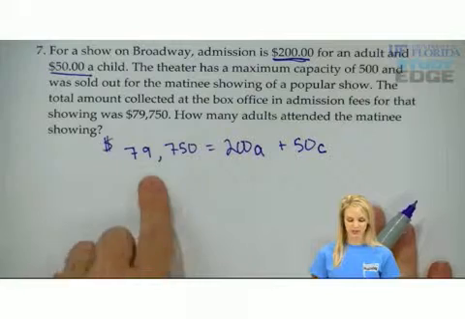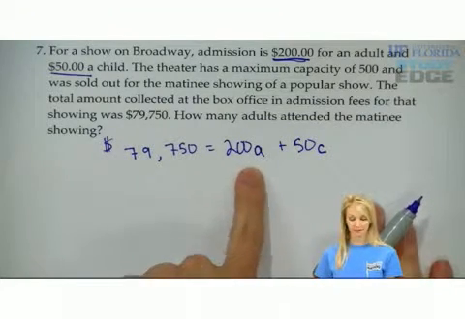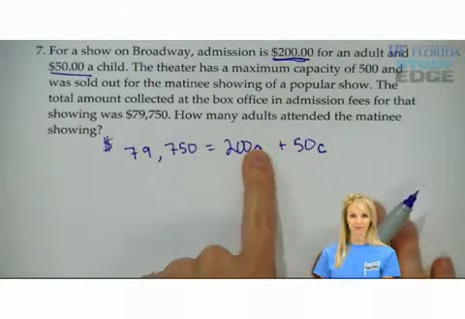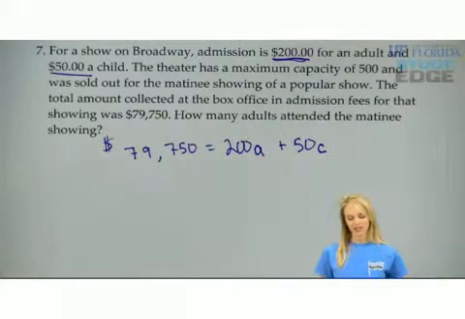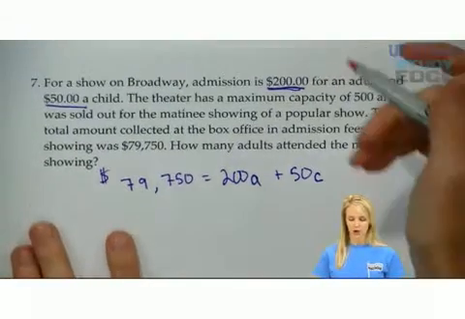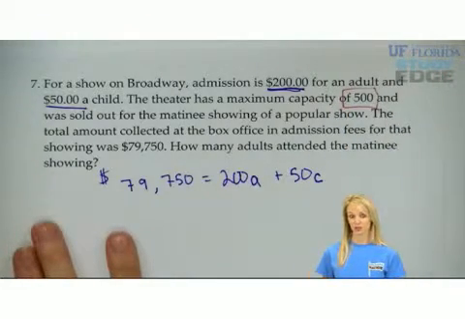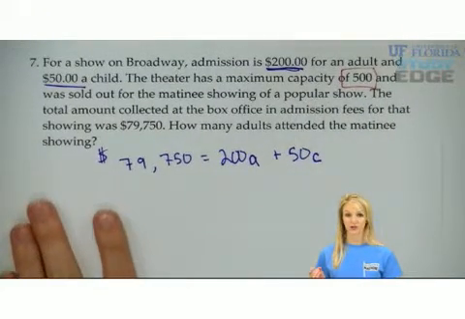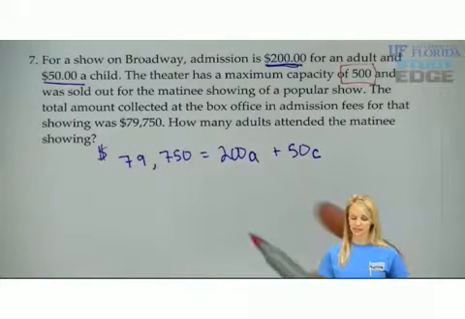So we've got an equation set up: 79,750 is equal to 200 times A plus 50 times C. Well, we have two variables, right? So if we want to solve for these variables, we need another equation that has each of them. Let's see what else we're told in this question. We know that the capacity is 500. So the total number of tickets sold was 500 because the show sold out. So if we sold 500 tickets, some of them were adult tickets and some of them were children's tickets.